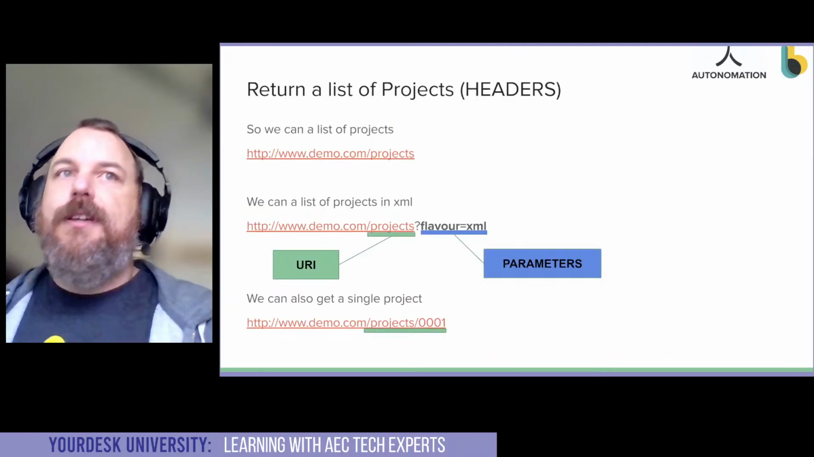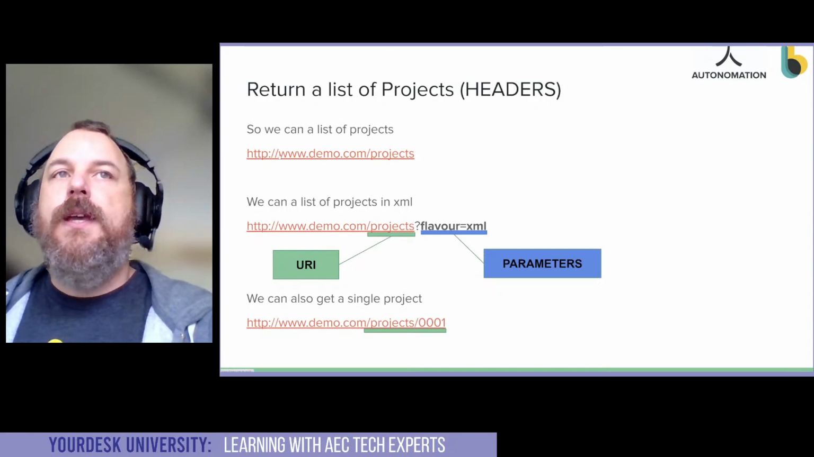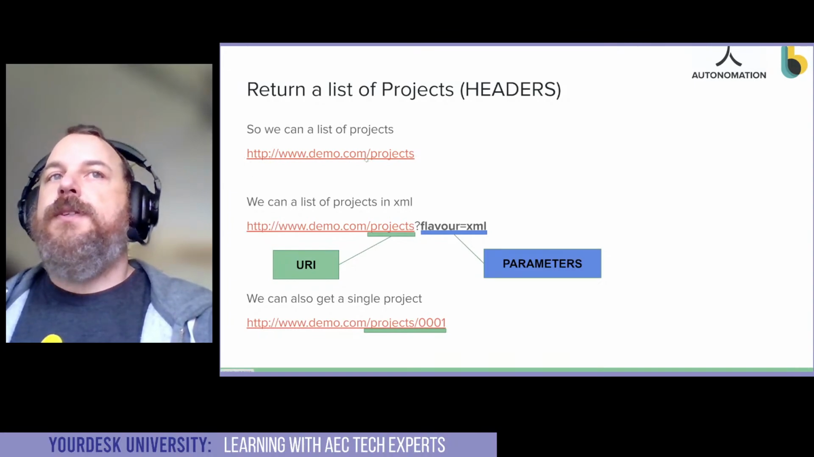So what does this look like in terms of graphics? What we've got here is a list of projects, so a typical web address. After this point here is the start of your URI or your parameters. So this is basically a GET request that's saying, go to this website and get me the list of projects.